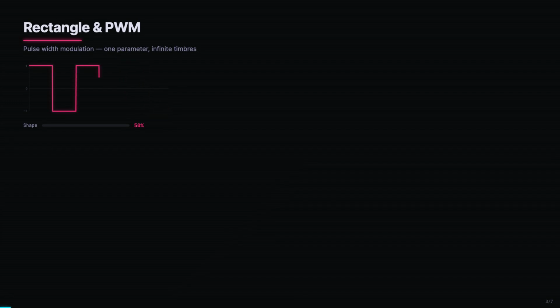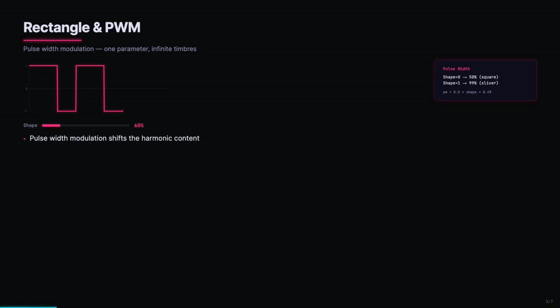A square wave has equal time high and low, a 50% duty cycle. But what if we make it asymmetric? The shape parameter controls the pulse width from 50% all the way to 99%. As the width changes, the harmonic content shifts. This is pulse width modulation, a sound that's been a staple of analog synths for decades.